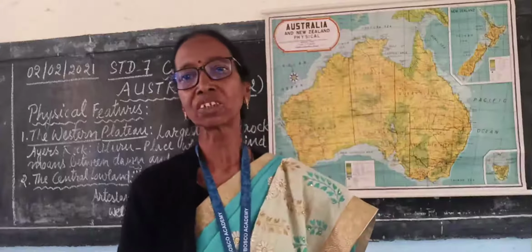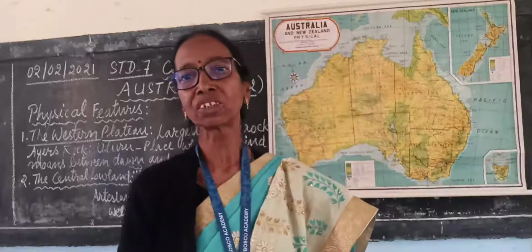This is the region where there is an interesting feature, and that is a single large rock. There is a largest rock, and how big it is. If you go around it, it is about 10 kilometers. So, it is an interesting feature of the Western Plateau of Australia.